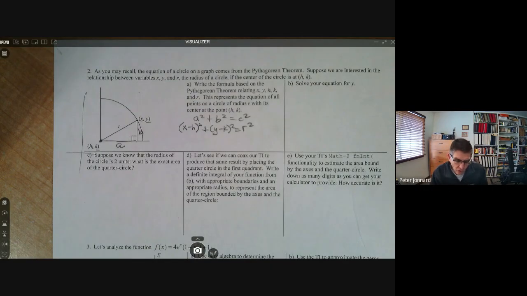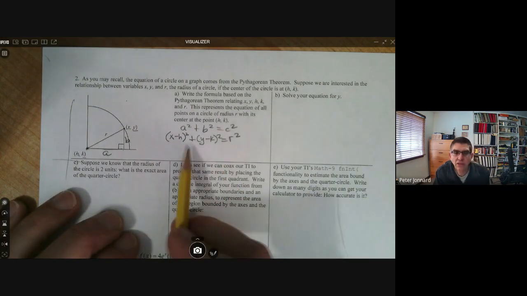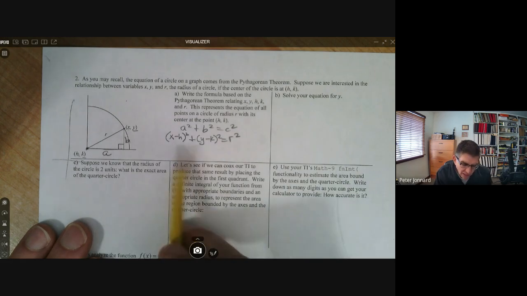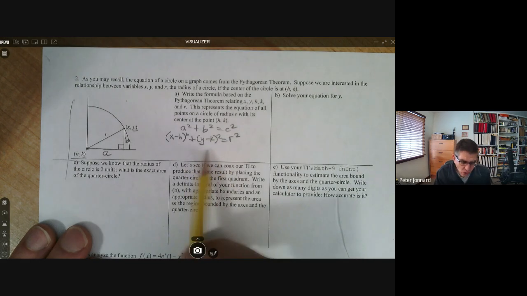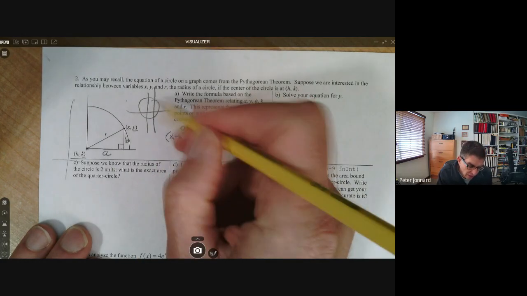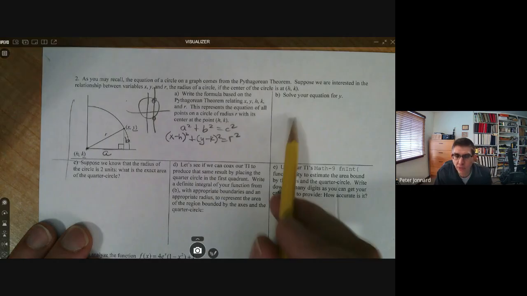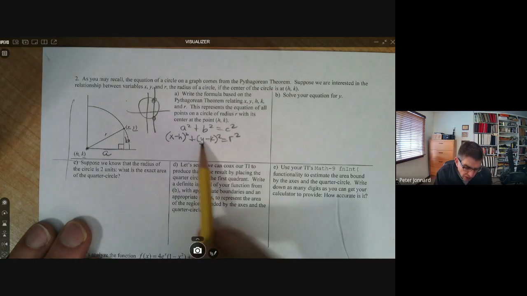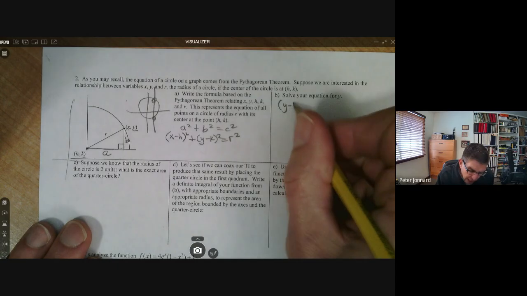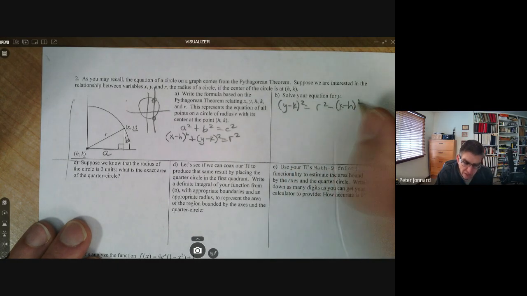Okay, it says solve your equation for y. So I want to get the y by itself. Okay, one thing to notice that's going to mess up our equations here is this is not a function. A circle does not pass the vertical line test. So if you put a vertical line through here, it hits in more than one spot. So that's going to affect how we do this. So what I'm going to do is I'm going to subtract this off of both sides. So I'm going to have y minus k squared is equal to r squared minus x minus h squared.